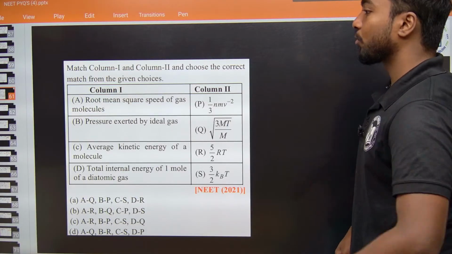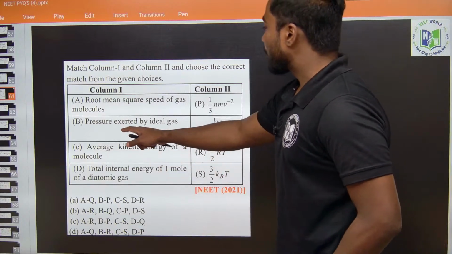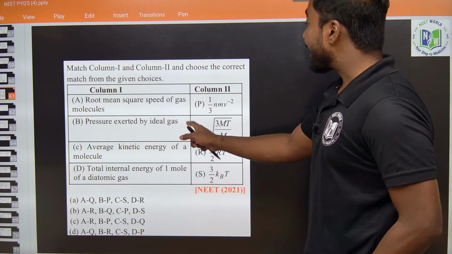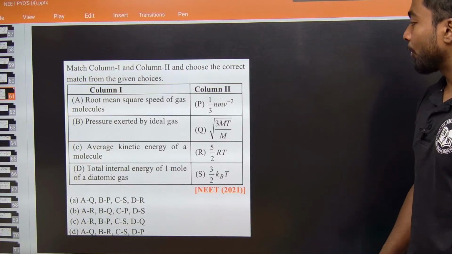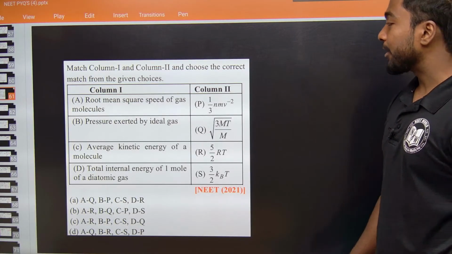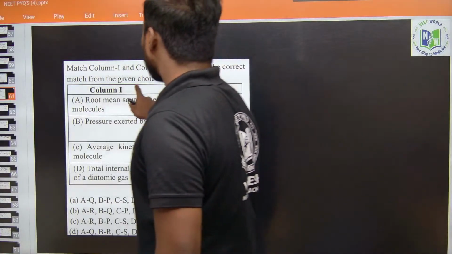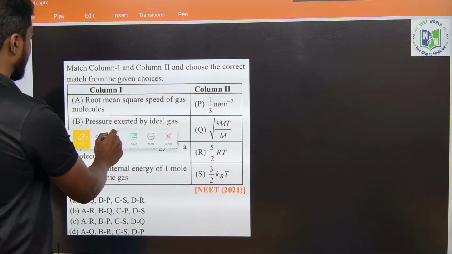Root mean square speed of a gas molecule. Second one is pressure exerted by ideal gas. Third one is average kinetic energy of a molecule, and the fourth one is total internal energy of diatomic gas. Now I need to match column 1 and column 2 for the correct answers. Let me take a pen.